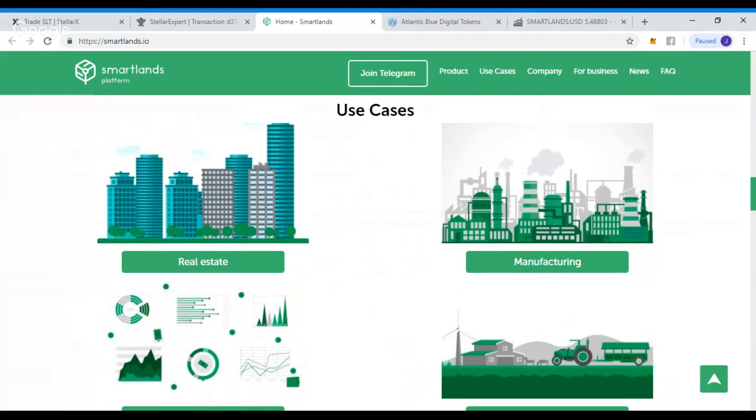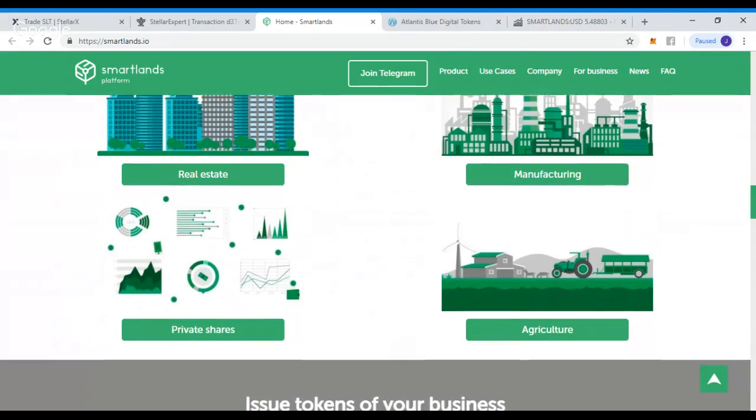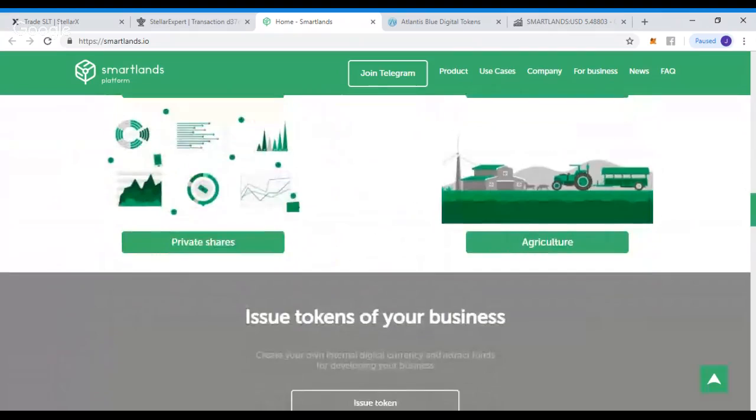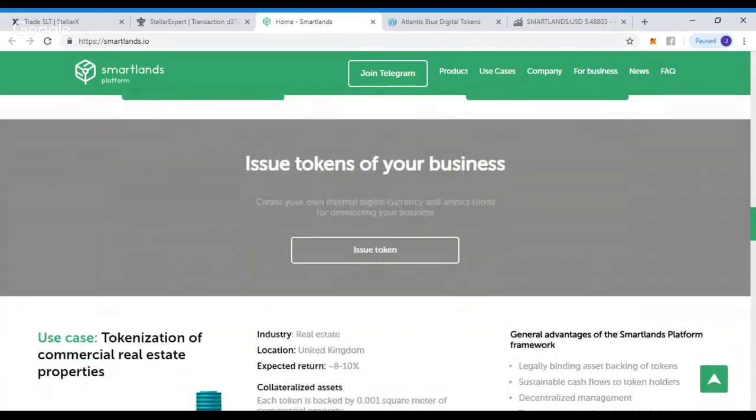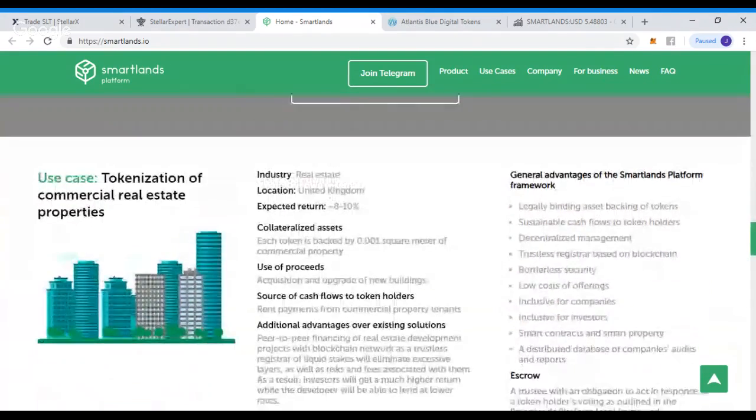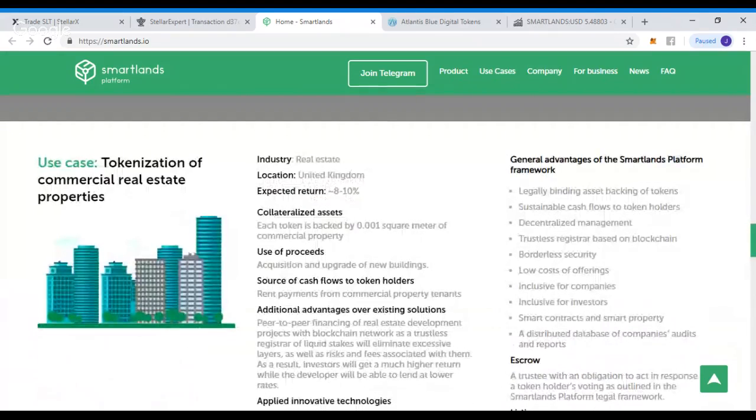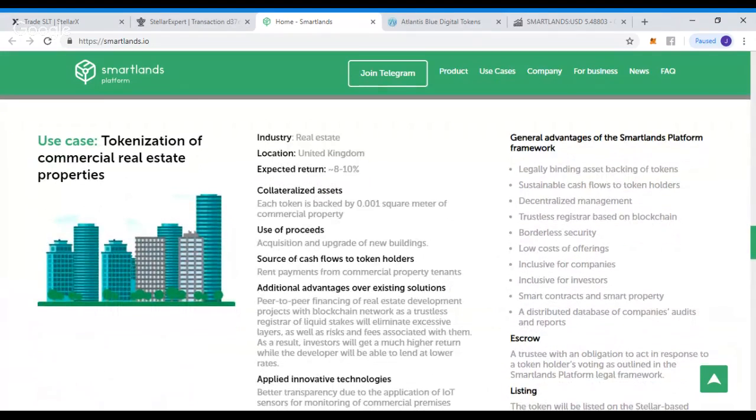So it's looking like the use cases. You'll be able to utilize Smartlands for real estate, manufacturing, private shares, and agriculture. You see issue tokens of your business, create your own internal digital currency, and attract funds for developing your business. Okay, that's nice. Tokenization of commercial real estate property. So they give you sort of a breakdown of how it would go.